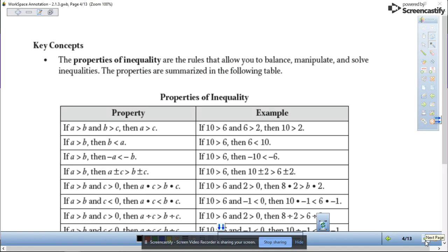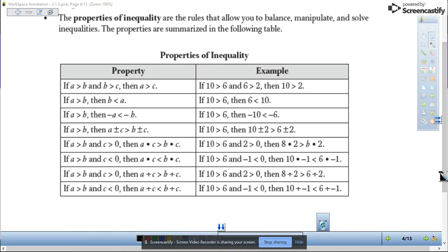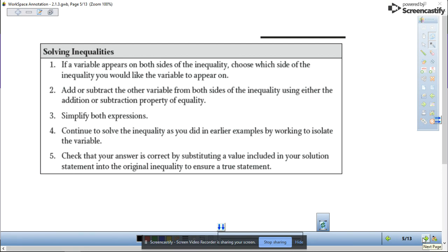So here's some properties of inequality. Again, this chart is going to be in your notes, so make sure you read it or you pause the video and copy it down and look at these examples and see if they make sense to you, because I'm not going through each one. And then here's your steps for solving it.